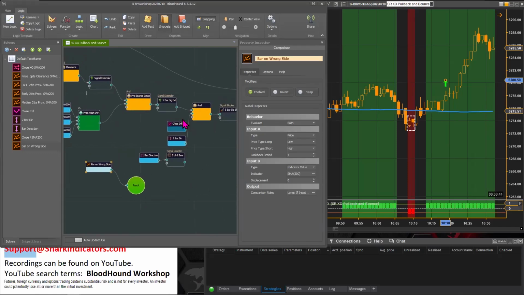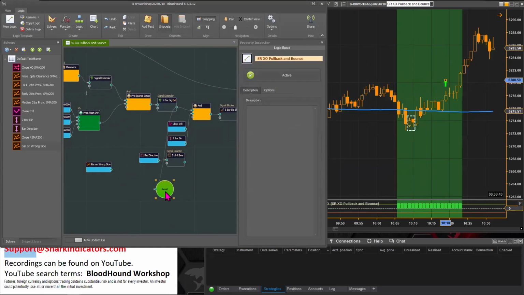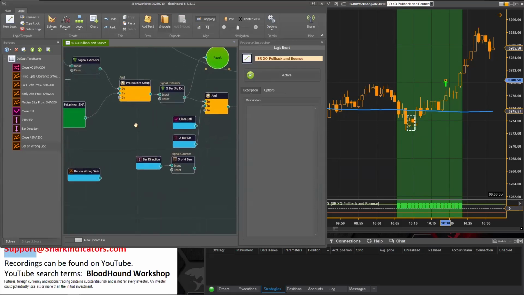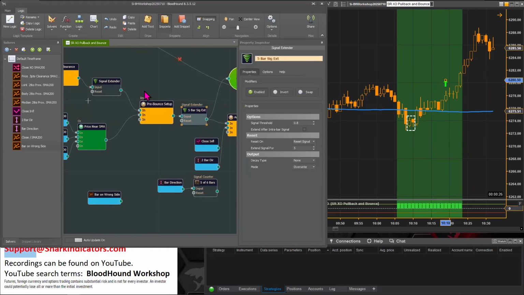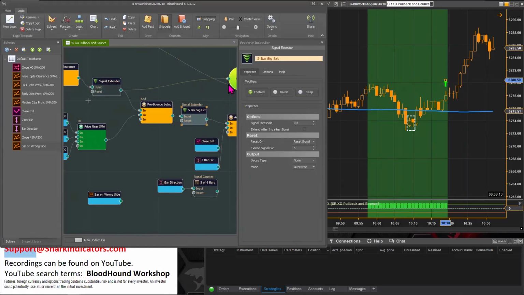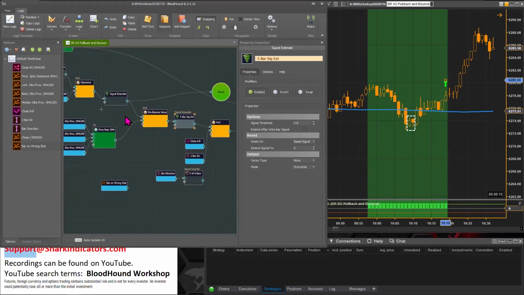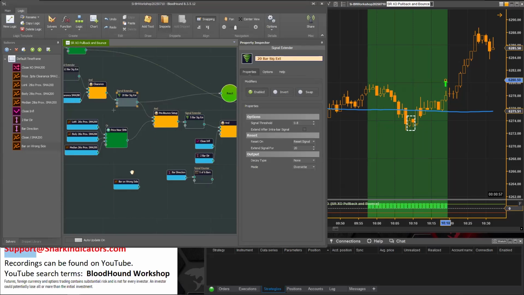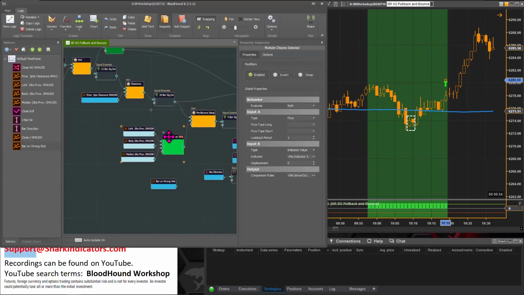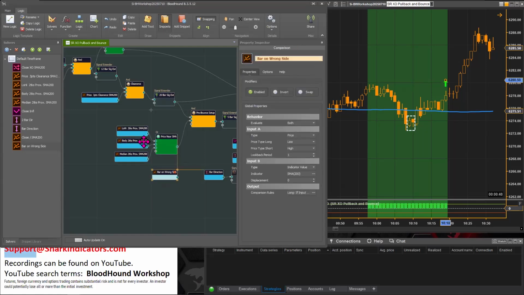Right? And yeah, so I'm going to cancel our signal extender. Or actually, no, I think I need to cancel one of these signal extenders. Which one do I need to cancel for? And there. So actually, I think this signal extender would be the better one here. So let's connect that in.